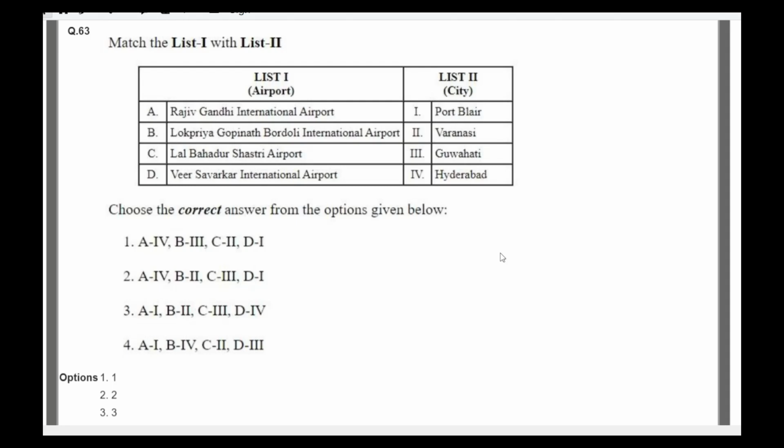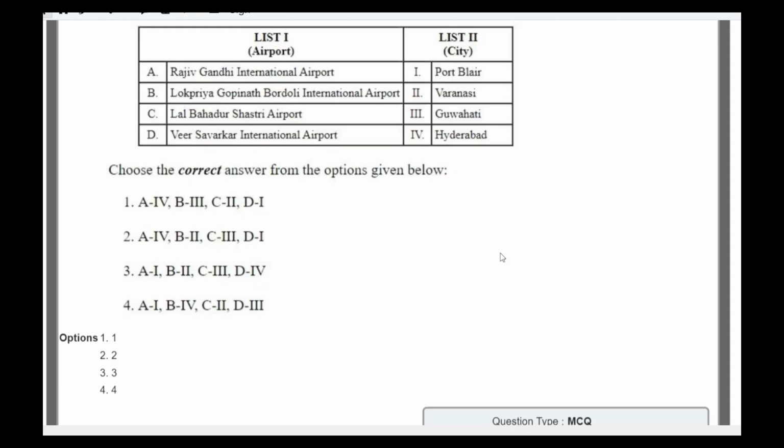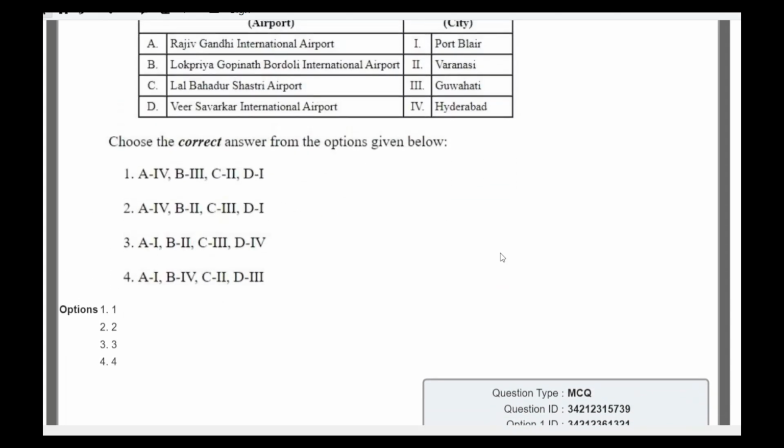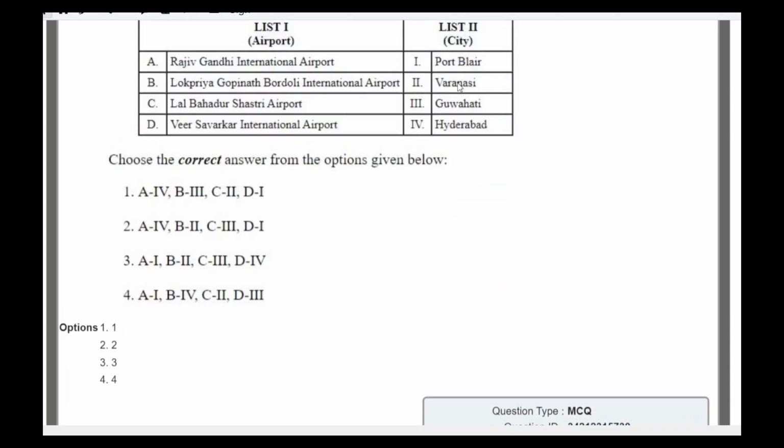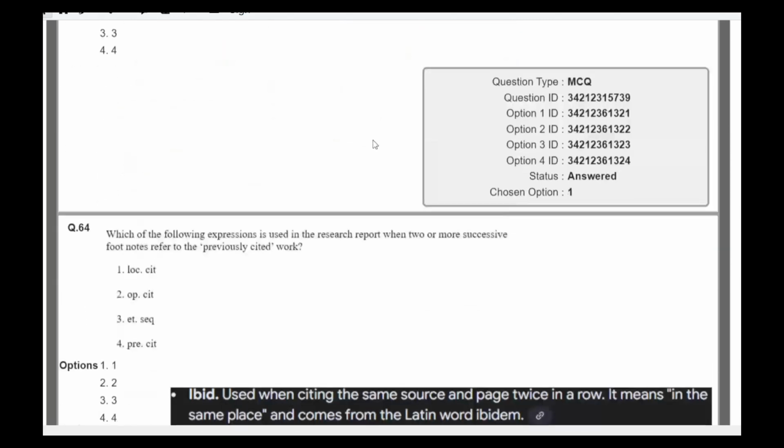And Lal Bahadur Shastri Airport is situated in Varanasi. Option number two, C is matched with two. And Lokpriya Gopinath Bordoloi International Airport is situated in Guwahati. And Rajiv Gandhi International Airport is situated in Hyderabad. So option number one will be the right answer for this.